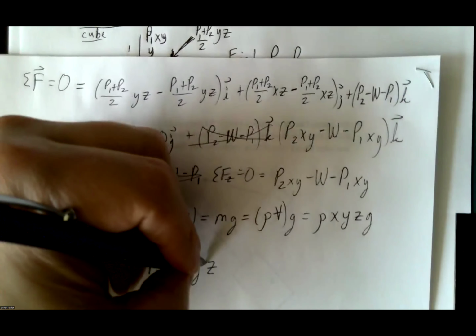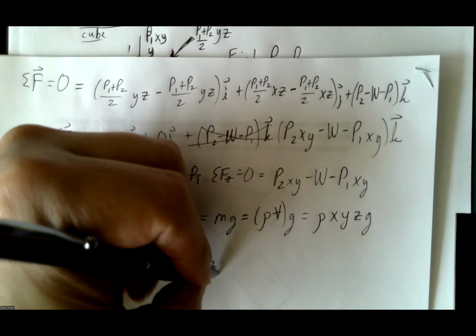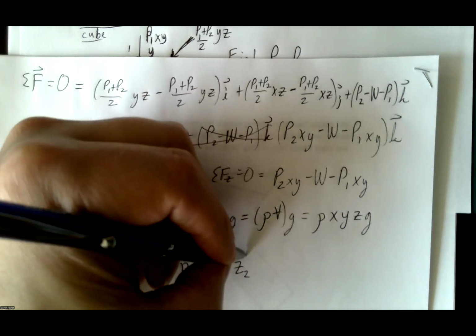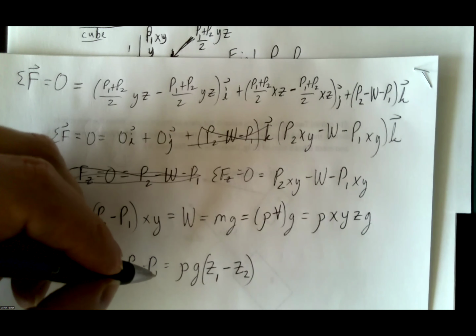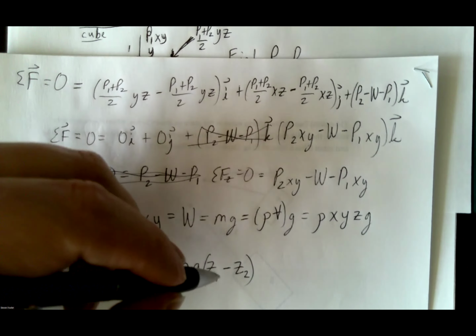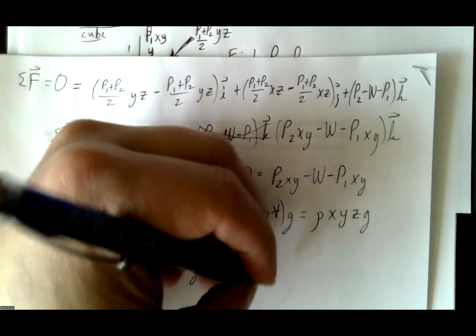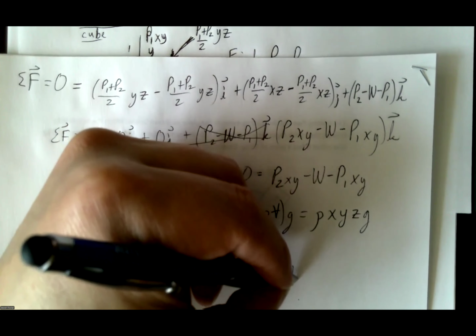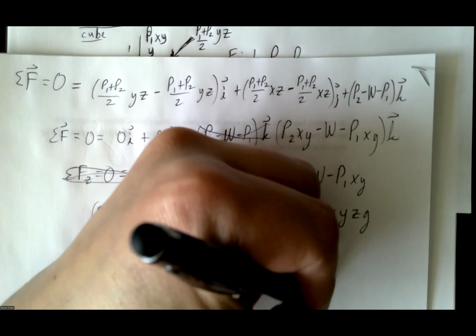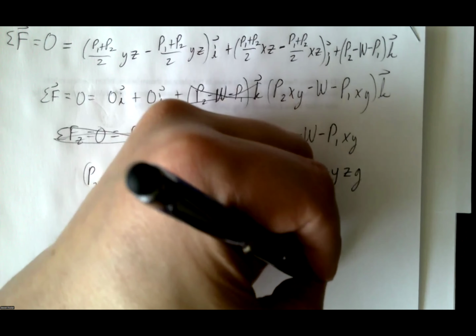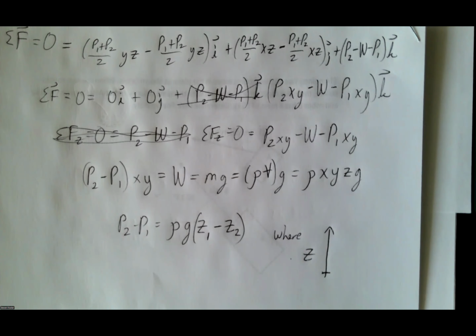And normally what we do is we write it this way. It's actually a difference in z's, and your text and modern texts write it this way. P2 minus P1 is equal to rho g (z1 minus z2). That's where this z value is referring to elevation, meaning z is going to increase as you go up, right?